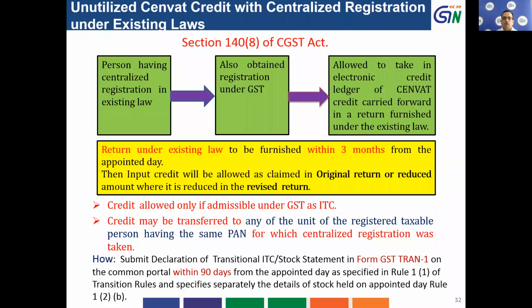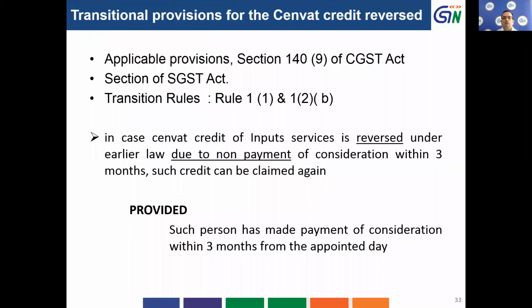And credit will only be allowed if it is admissible under GST as ITC. And credit may be transferred to any other unit of the registered taxable person having the same PAN for which centralized registration was taken. So these are the conditions in which centralized registrants could pass on credit. Then he has to submit a declaration in form GST TRAN-1 within 90 days of the appointed day, of the details of the stock which is held with him on the appointed date.